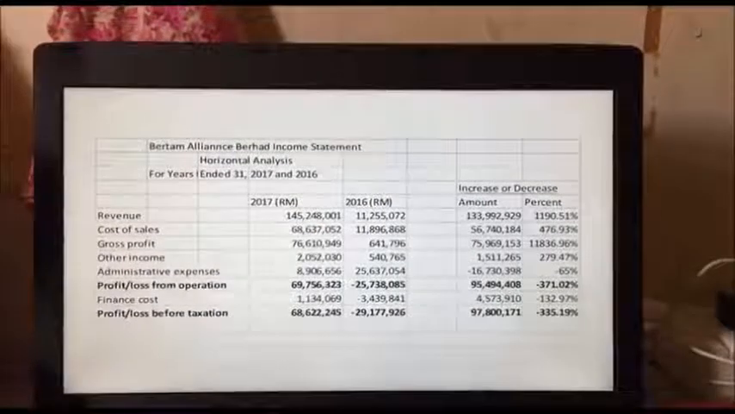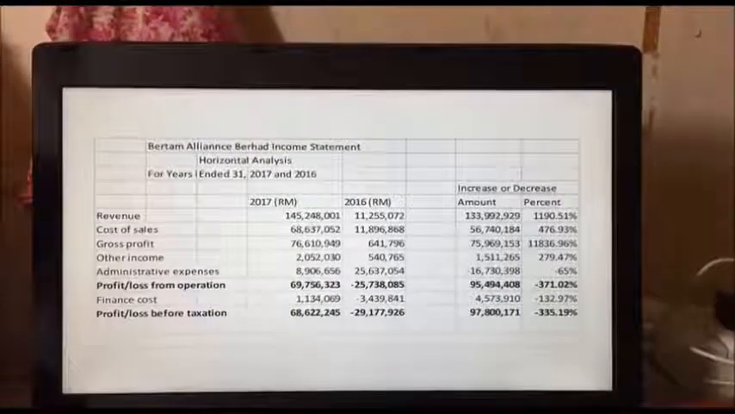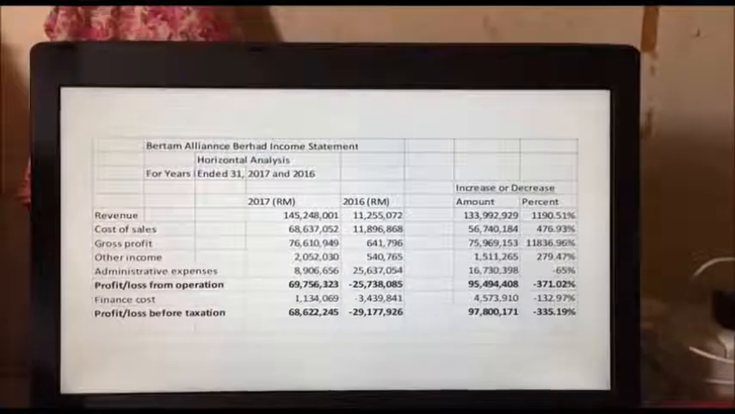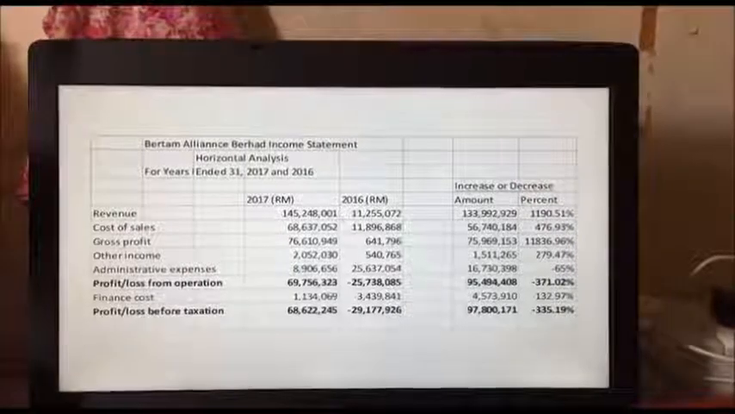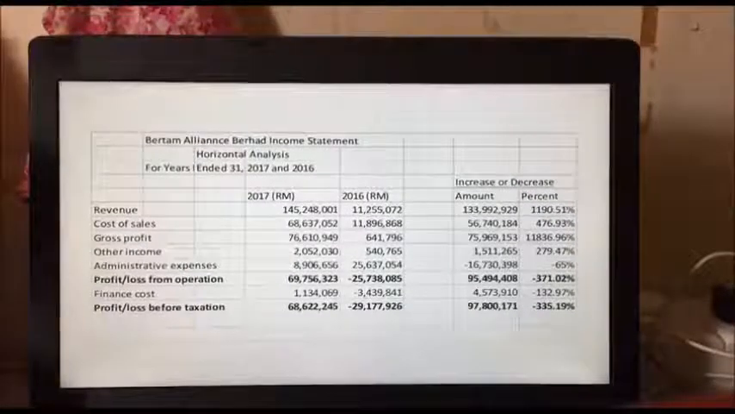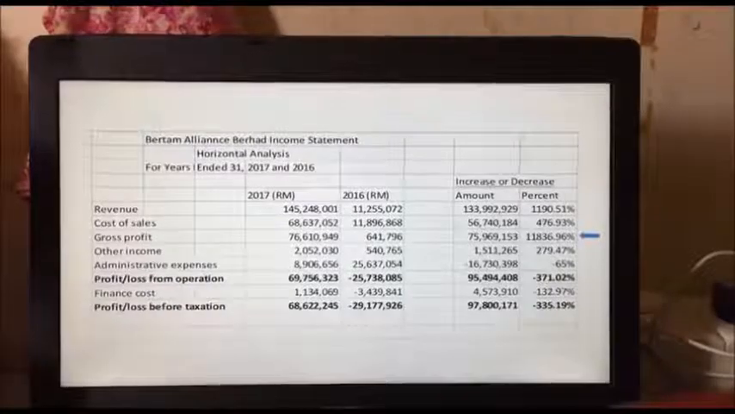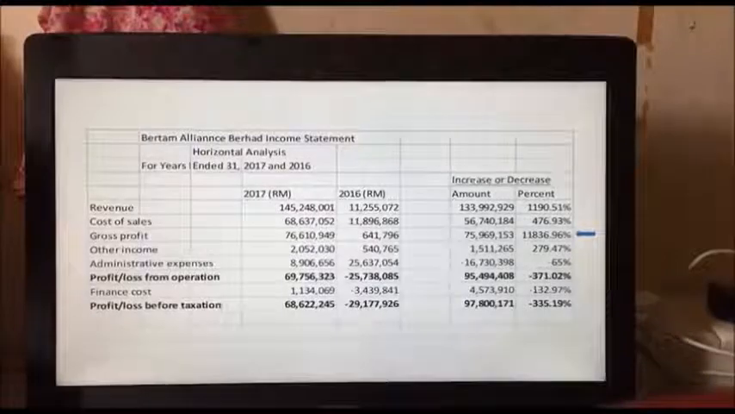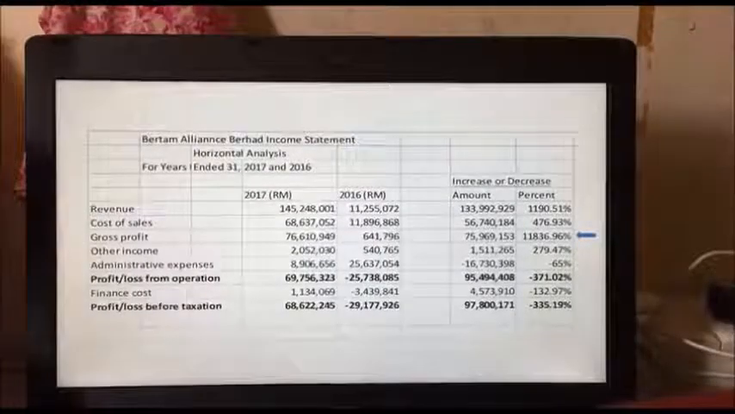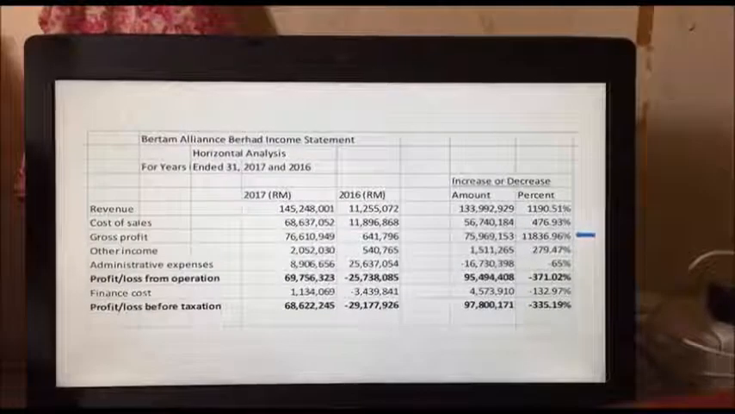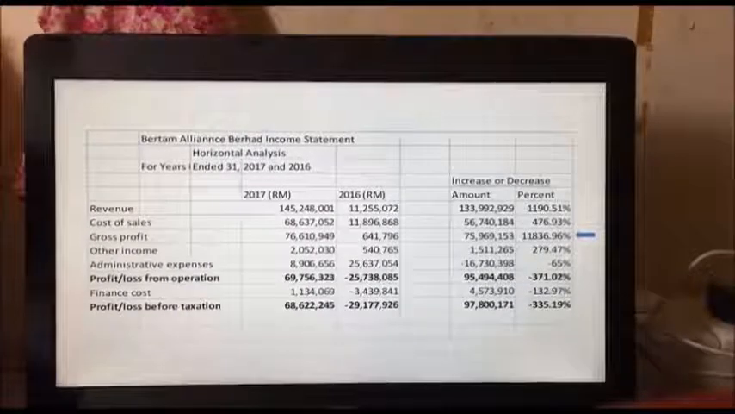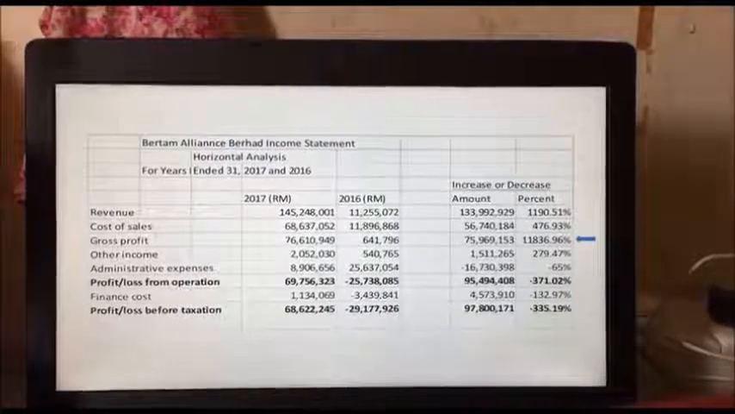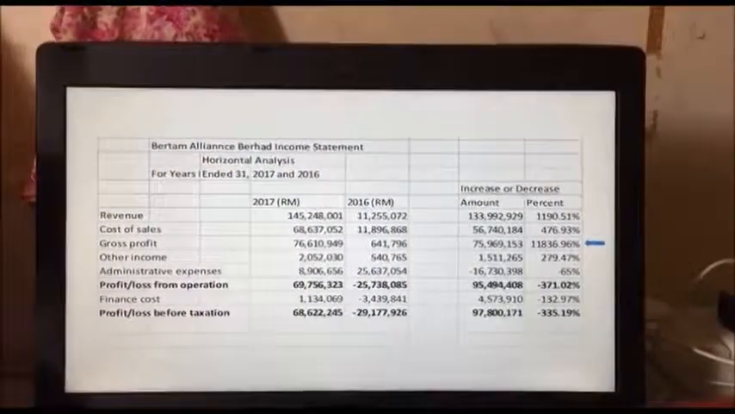Next, horizontal analysis for 2017 and 2016. As we can see, the gross profit also shows an increase for 2017. So, as we can see, we are able to identify correctly the trends and also come up with relevant areas to target for further analysis.